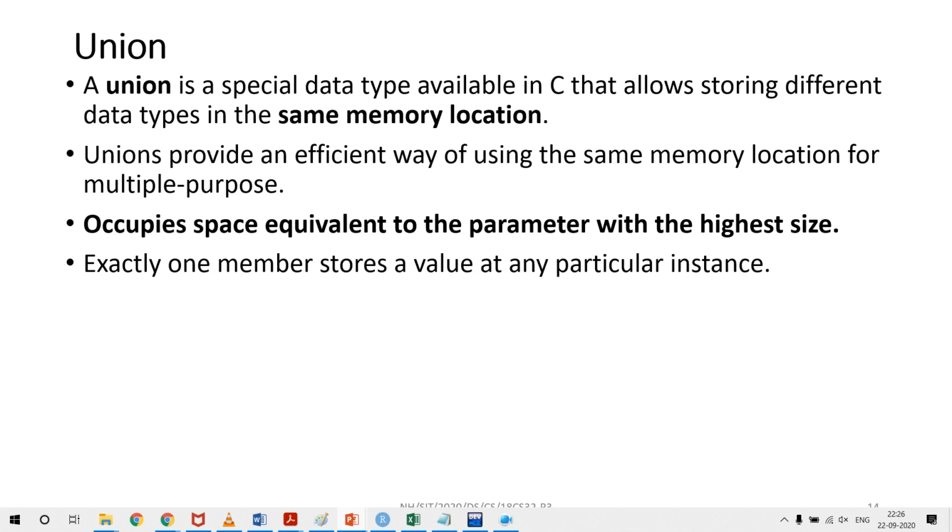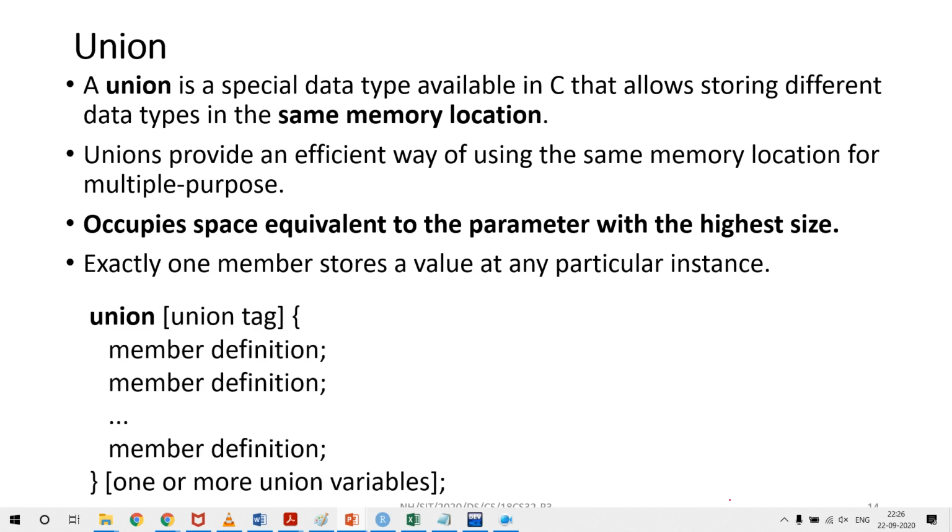We'll see with an example. This is the syntax. Syntax is similar to structure. Instead of the keyword struct, the keyword union is used. Rest of the things are the same. Here, a union is defined. Data is a union with three members: long L, int I, and char S array of 5. These are the three members.